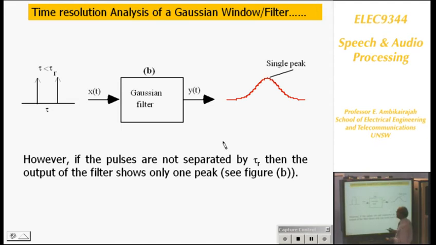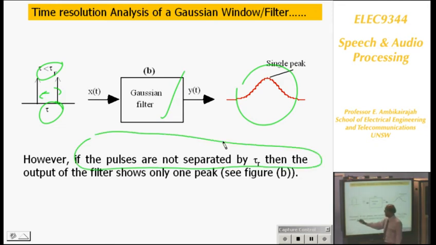So here is an example. I made sure that the pulses are very close to each other, right? And if I give it, at the output I only get one pulse. But we should get two pulses. So we want to find out what value of tau we must have, for a Gaussian window, for us to get two pulses. That's called the time resolution. So that's what I've said: if the pulses are not separated by TR, then the output filter shows only one peak.